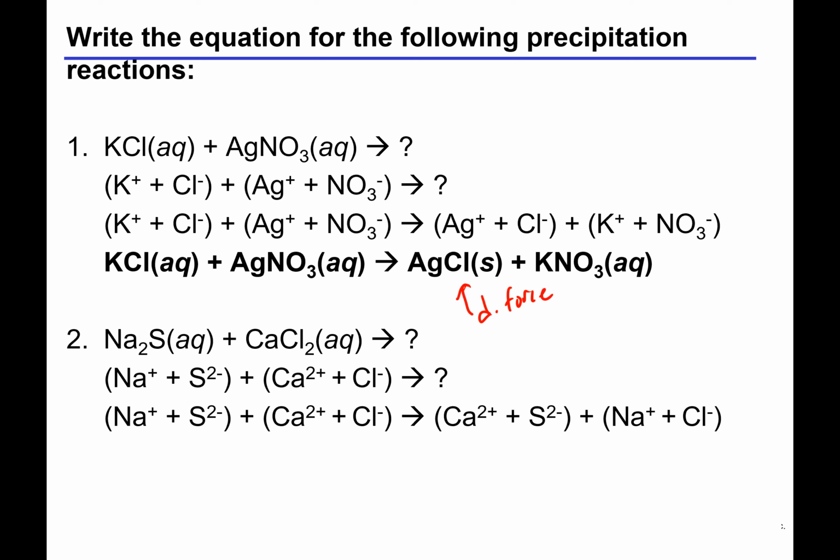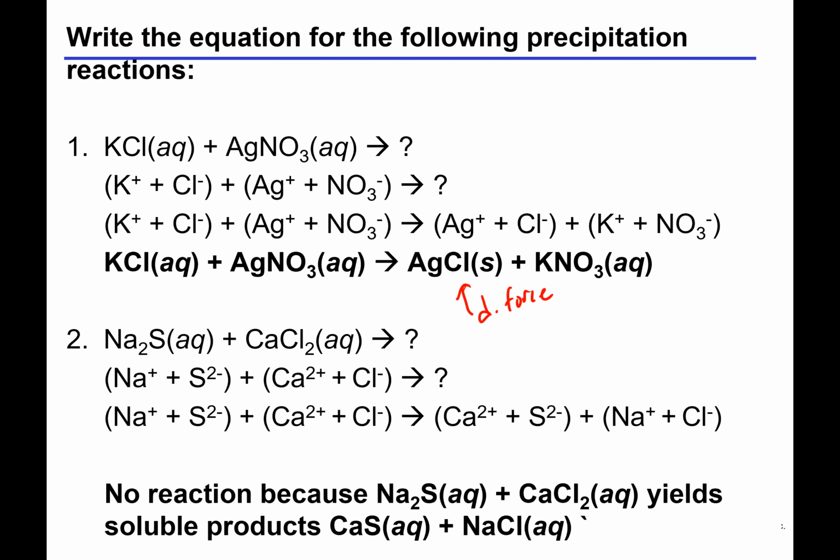Now again, I have to check my solubility. So is calcium sulfide soluble? Is sodium chloride soluble? There's no reaction here. And notice again that I have to balance these out. I have to write proper ionic formulas, otherwise it's not correct. But here it says no reaction because sodium sulfide and calcium chloride yield soluble products, calcium sulfide and sodium chloride. So notice these are just 1-to-1 compounds now. But since they're both soluble, no reaction. Okay, so hopefully these are not too tough for you. If you do get stuck with these, please do come see me, send me an email, whatever it is.